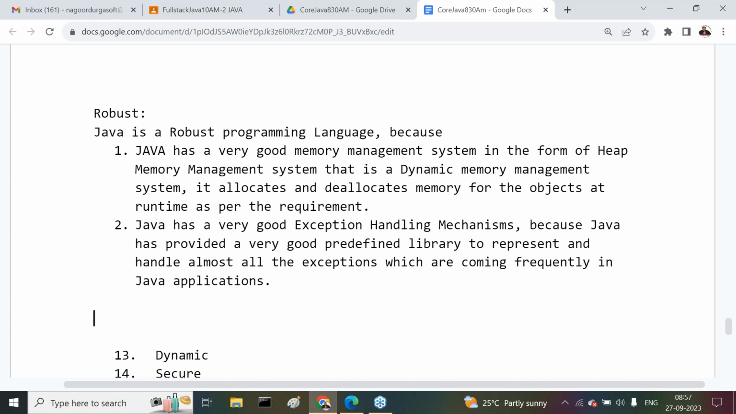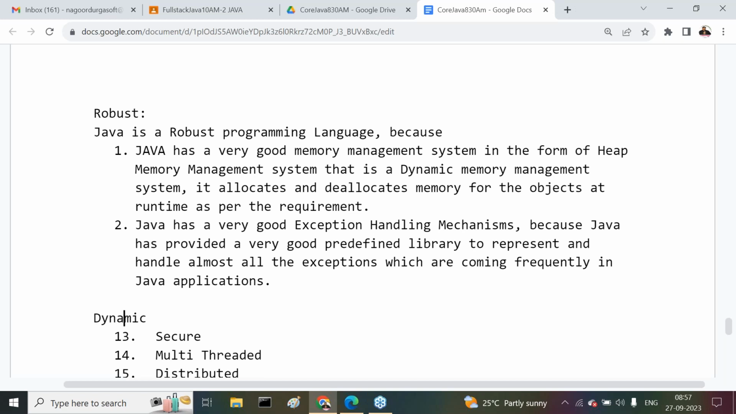Why? Because first one is Java has a very good memory management system in the form of heap memory management system. That is a dynamic memory management system. It allocates and deallocates memory for the objects at runtime as per the requirement. But the second one is Java has a very good exception handling mechanism. Why? Because Java has provided a very good predefined library to represent and handle almost all the exceptions which are coming frequently in Java applications. Guys, observe carefully. This is the point here what I'm telling you. This is about the robust programming language.